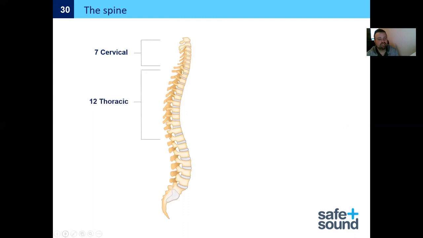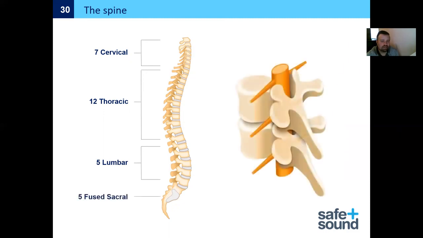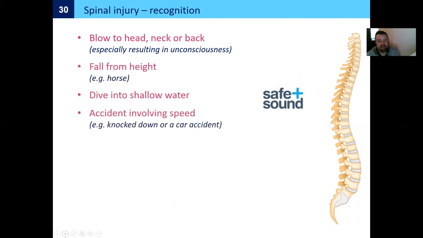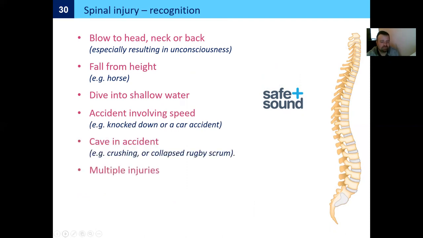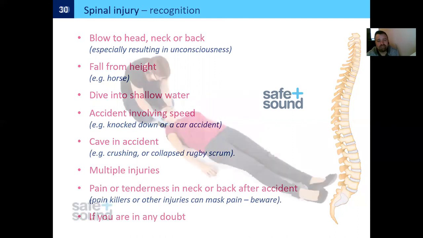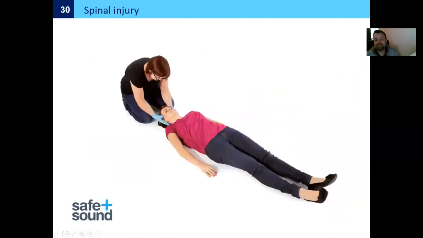So the spine, it's made up into our three parts. And here we're just looking at what could be the cause of a spinal injury. Here we've got a blow to the back of the head or neck, fall from a height, drive, so an incident or an accident, a cave-in accident, I've not heard of those ones, multiple injuries or pain or tiredness to the back or neck. If in doubt, you're going to keep somebody still, and you can help mobilize the neck.